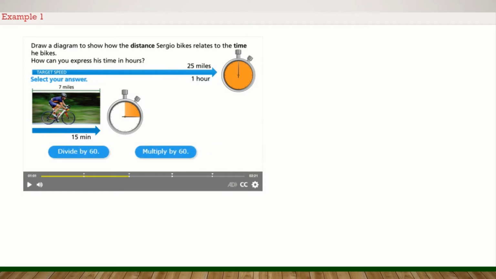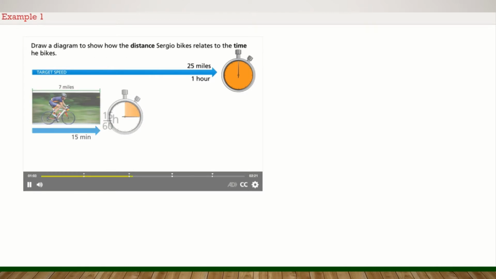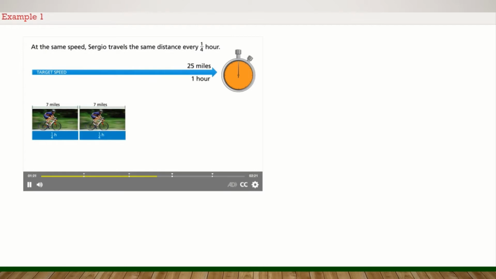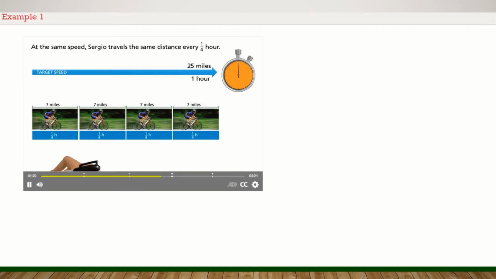Select your answer. 15 minutes is 15/60ths of an hour. So 15 minutes equals 1/4 of an hour, or a quarter hour. Assuming Sergio continues at the same speed, he travels the same distance every quarter of an hour. To show the distance traveled in 1 hour, repeat the diagram 4 times.